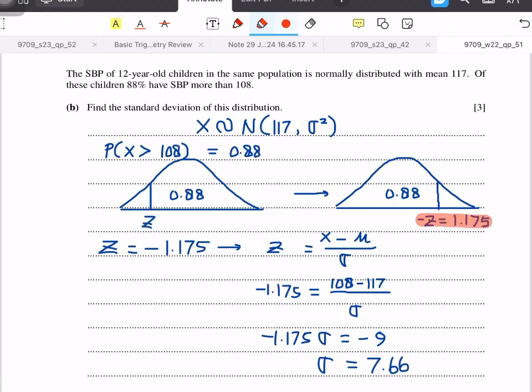Using the table, negative Z is 1.175. So Z itself has value negative 1.175. Using the formula Z equals X minus mu divided by sigma, we can find the value of sigma. After we solve this equation using algebra, we find that sigma is equal to 7.66.